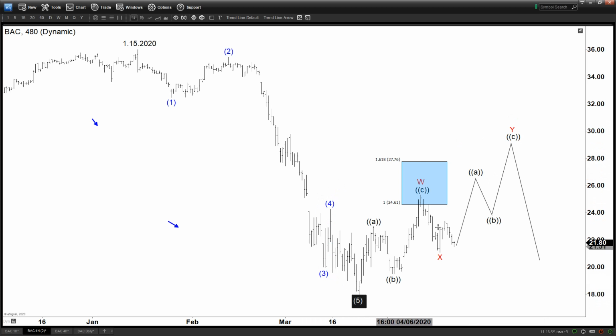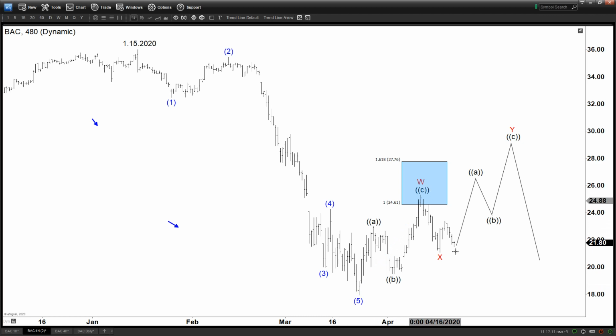And then that means this rally will be in the correction of this decline. Now, even if this were to happen, it doesn't really change the fact that this leg is corrective, right? It doesn't change the fact this leg is corrective.